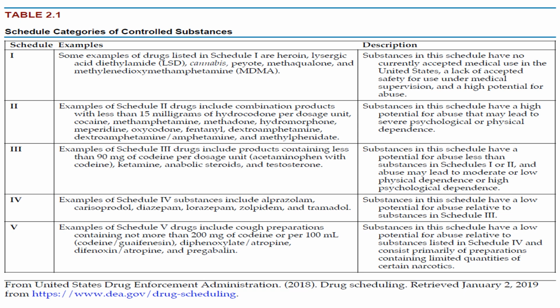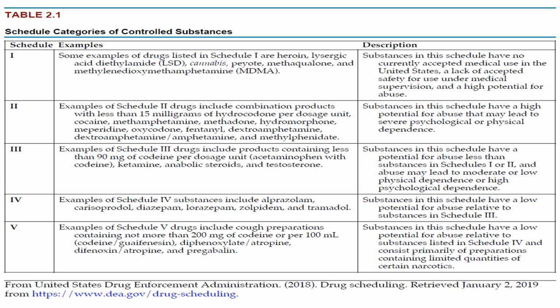Another one will be level 2 or rank 2, wherein the common ones are cocaine, methamphetamine, hydromorphone, meperidine, oxycodone, fentanyl, and dextroamphetamine, and the amphetamine itself. Now, these substances have a high potential for abuse and they may lead to severe psychological or physical dependence.